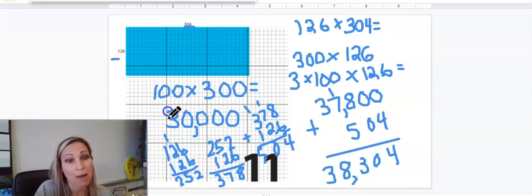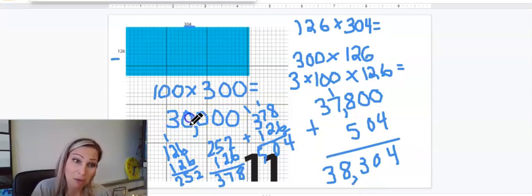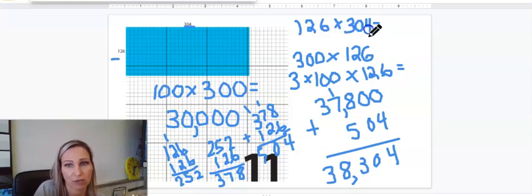38,304. Now, my estimate was 30,000, but remember, we did say that it was going to be more than that because it was actually 126 times 304. So this makes sense that it would be 38,304. Okay, that is it for today's calendar grid activity, and I will see you tomorrow.